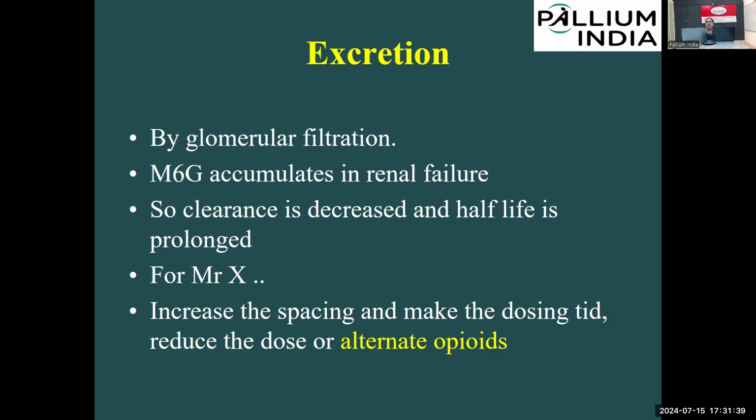So we can modify the dose. We can either increase the spacing and make the dose thrice daily or 6 hourly, or you can reduce the dose or go for alternative opioids which are more renally safe. Since the excretion is through kidney by glomerular filtration, there will be accumulation of morphine metabolites in patients with renal failure. When there is accumulation of morphine, we need to prescribe only less frequent doses, or you can reduce the dose as such, or you can try alternative opioids as the clearance is decreased.